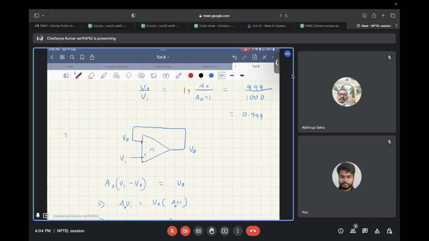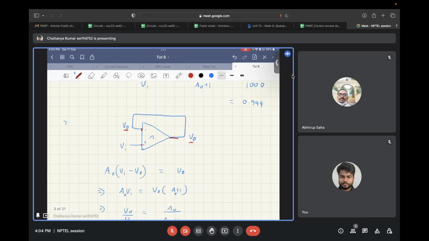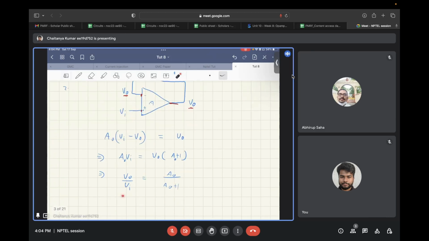If you want to solve it in a traditional way, this is how we get this formula. Since this is a short circuit from the negative terminal of the op-amp to the output, the output and negative terminal are both V naught. So you have V in minus V naught times A equal to V naught. If you rearrange it, you get the same expression for V out to V in, that is A naught upon A naught plus 1. Any doubt in this?